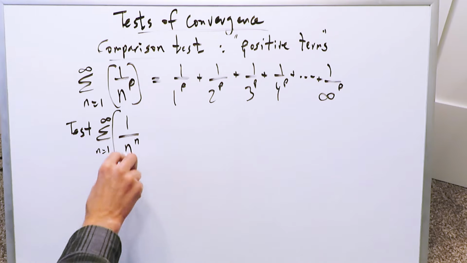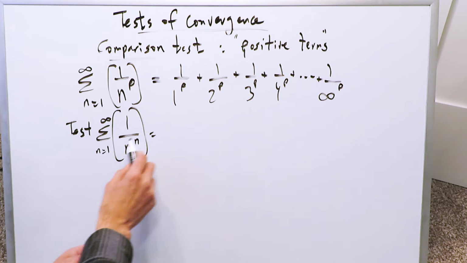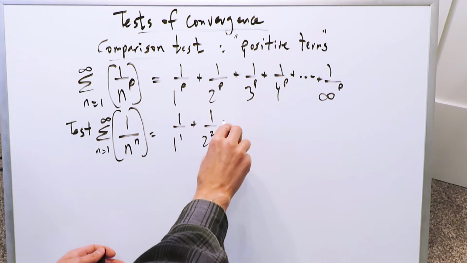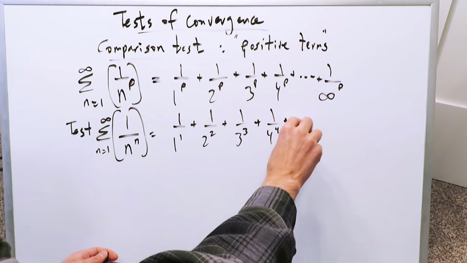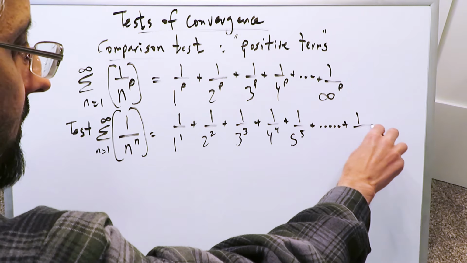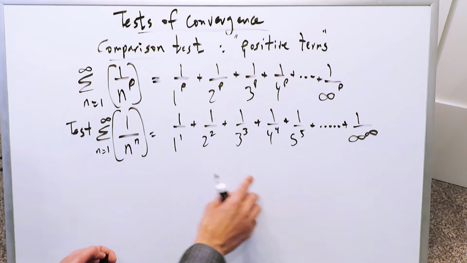Now look, if I were to expand this out, what would it look like as n values increase? I have 1 over 1 to the power of 1, plus 1 over 2 to the power of 2, plus 1 over 3 to the power of 3, plus 1 over 4 to the power of 4, plus 1 over 5 to the power of 5, plus all the way up to 1 over infinity to the power of infinity. That's exactly what I have. Look at it, n to the power of n, n to the power of n.